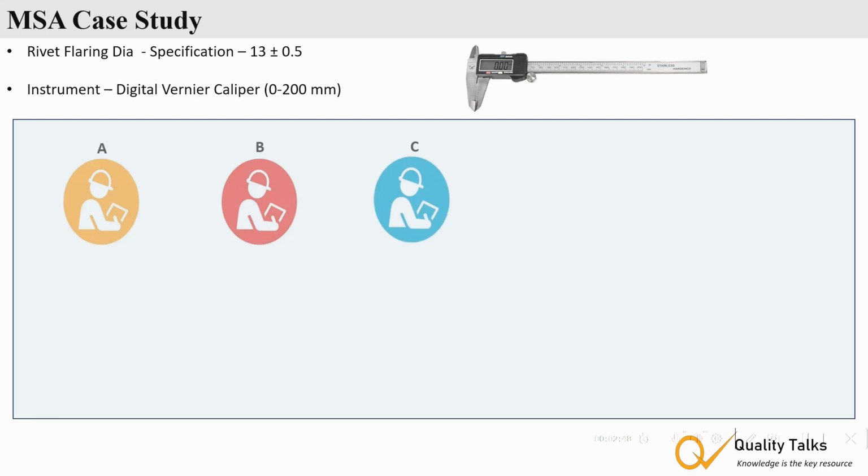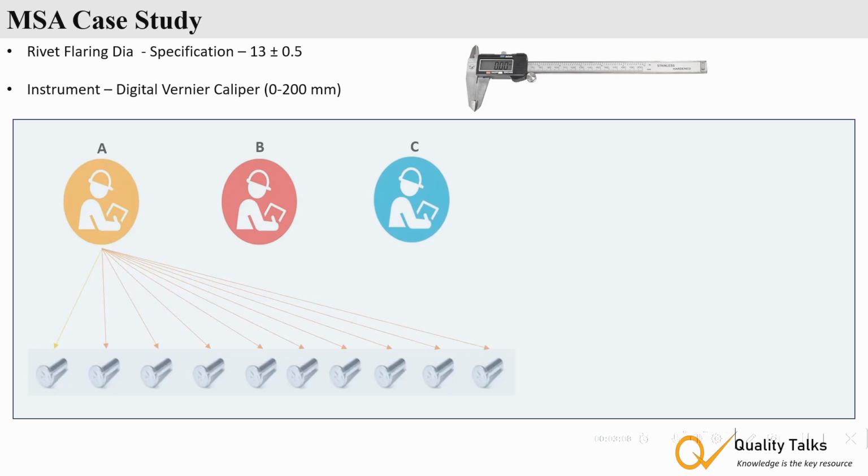We have three inspectors, inspector A, inspector B and inspector C, and 10 parts. Inspector A measures all 10 parts, inspector B measures the same 10 parts, inspector C measures the same 10 parts. This entire sequence is repeated 3 times.